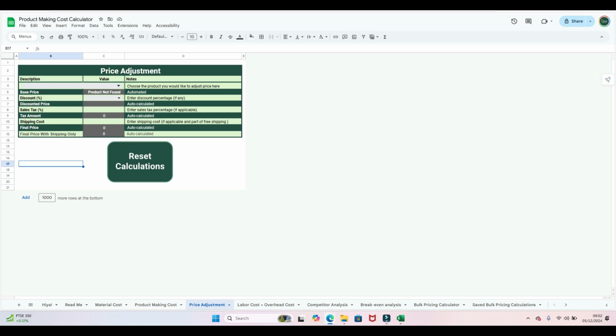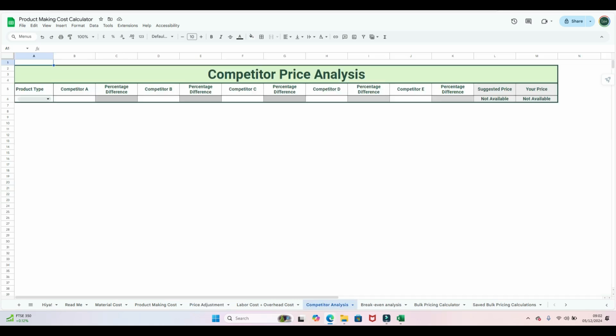All right. So moving on to competitor analysis. This section is so that you can view and see where your price is in comparison to your competitors. Let's say you want to see for a face oil. In the gray areas, again, please do not touch the gray areas. These are automated calculations.